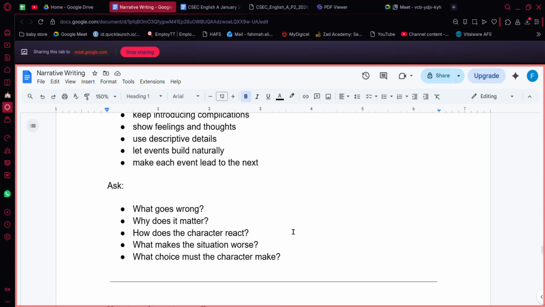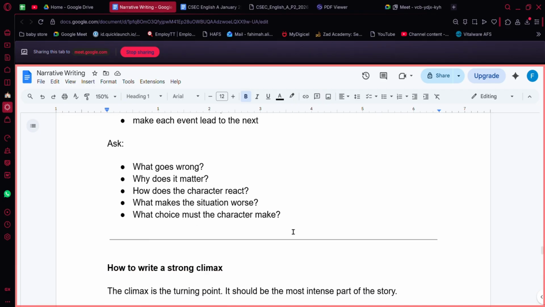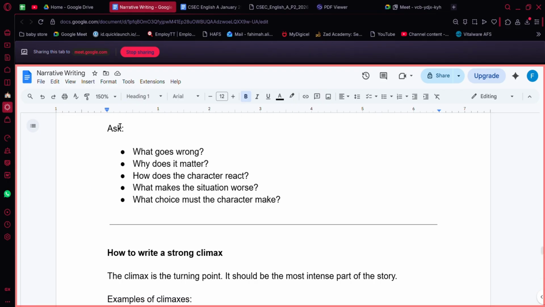You could ask yourself several questions. What goes wrong? Why does it matter? How does the character react? What makes the situation worse? And what choice must the character make? So if you don't know what to write in the middle of your story, ask yourself these questions based on what already happened in your story and move from there.